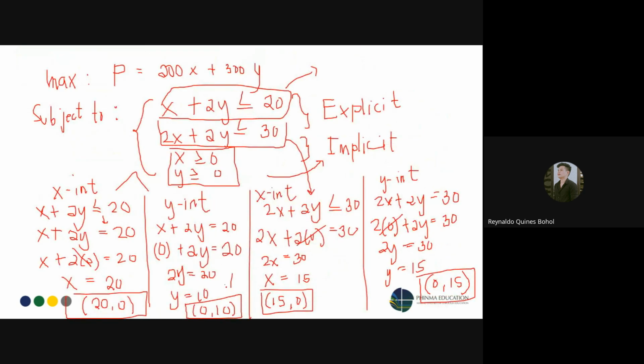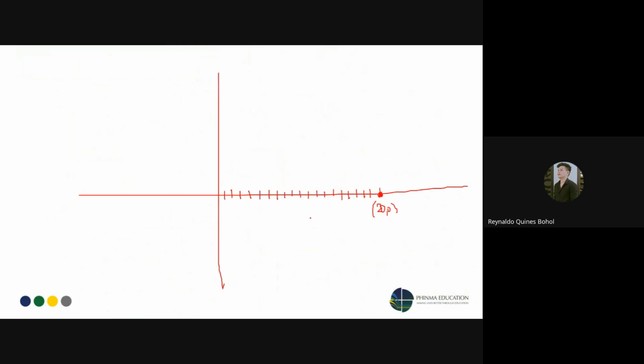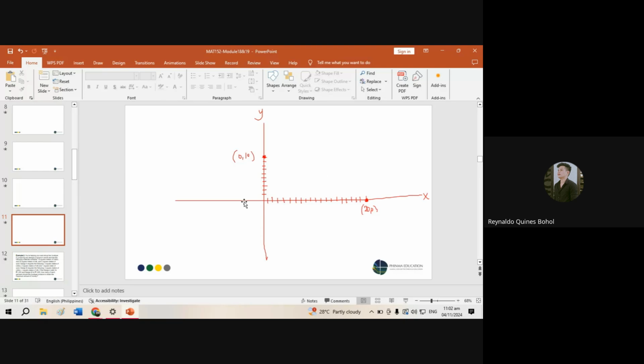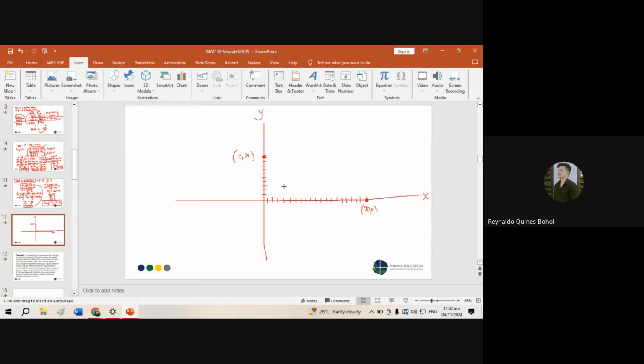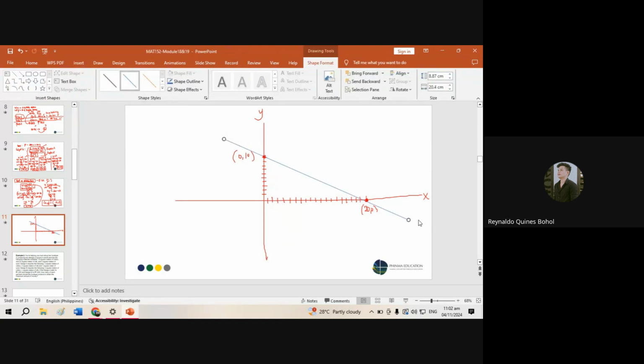Next naman, lagay natin si 0 and 10. Nandito na ako 0, 10. 0, 10, ibig sabihin pataas. 1, 2, 3, 4, 5, 6, 7, 8, 9, 10. This is 10. 10, 0, and 10 kasi y siya. This is our y-axis and this is our x-axis. So, i-connect natin yan. So, insert tayo ng line. This is our first line. Linear siya kaya straight.